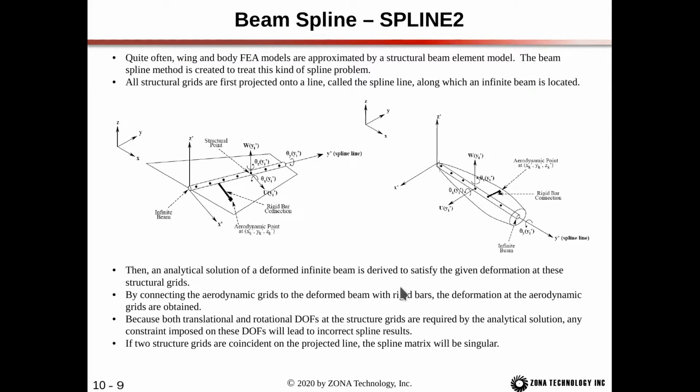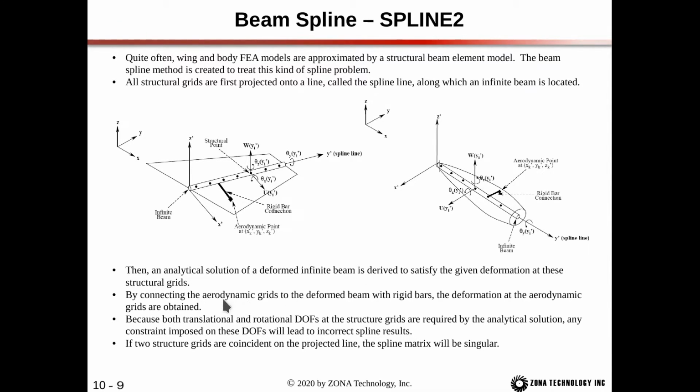So we have an analytical solution of a deformed infinite beam is derived to satisfy the given deformation at these structural grids. Then we connect the aerodynamic grids to the deformed beam with rigid bars, and the deformation at the aerodynamic grids is then obtained.